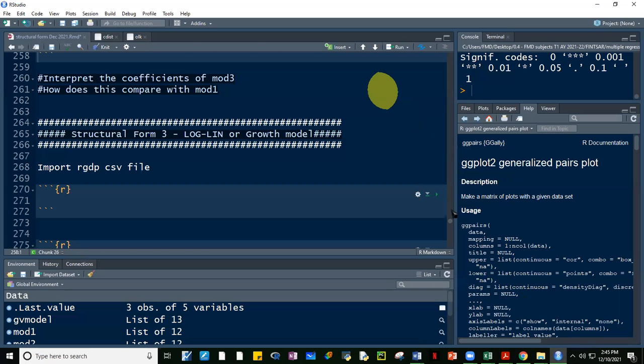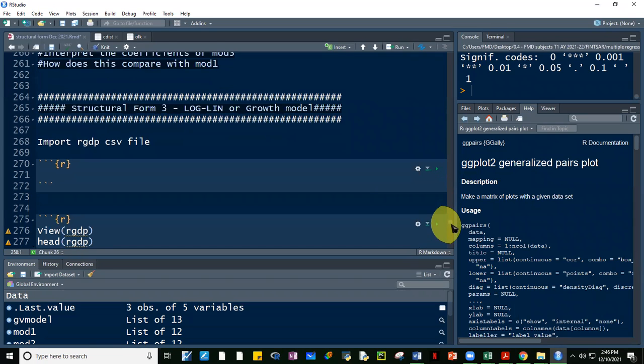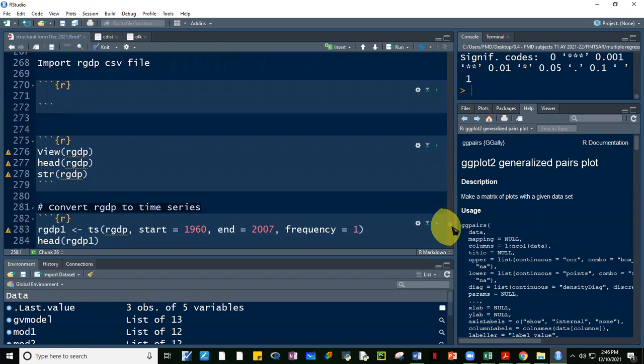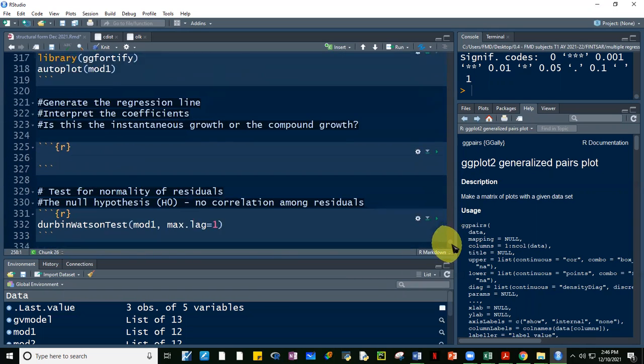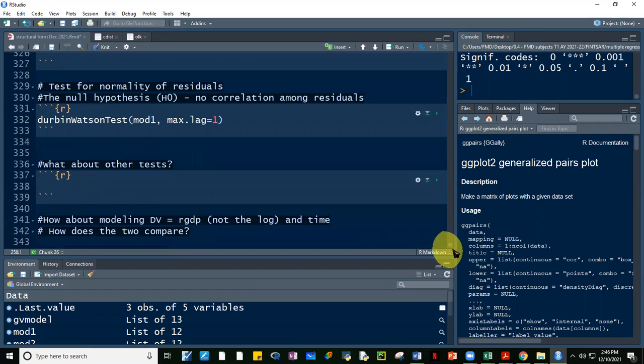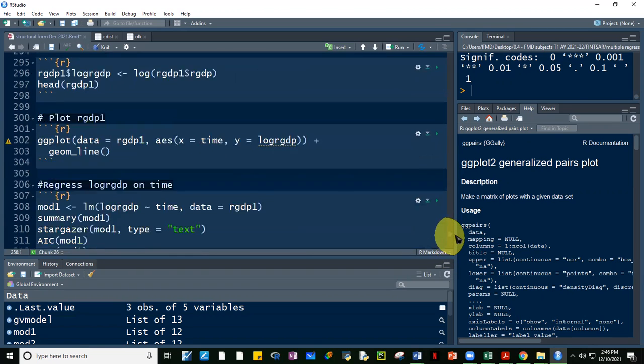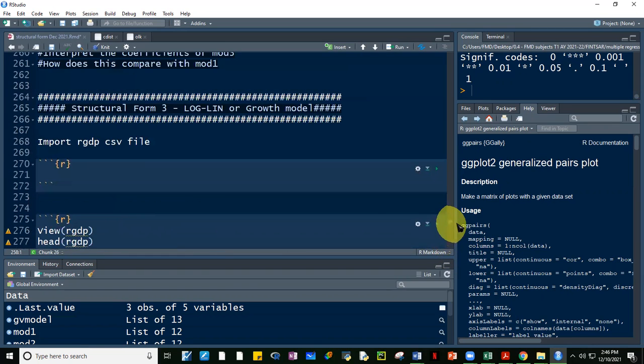Okay, so maybe let's quickly tingnan na lang natin tong log-lin, mabilis lang naman to. Then maybe we'll end there, no? Okay, sige, let's just quickly import yung RGDP CSV file which I gave you. Okay, import natin. Import ko na rin.